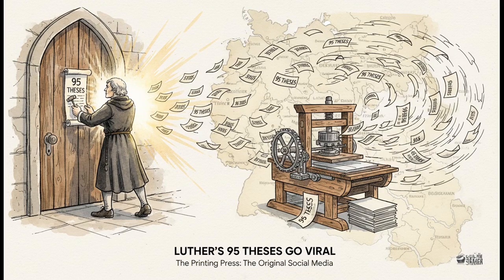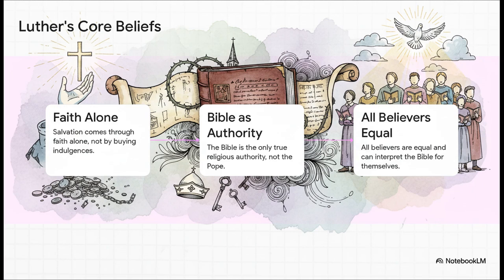In 1517, Luther writes up his 95 Theses, basically 95 talking points against selling indulgences, and he nails them to the church door in Wittenberg. Now, without the printing press, this probably would have just been a local argument among professors. But thanks to Gutenberg, his theses were printed, copied, and spread all across Germany in a matter of weeks. His protest went viral.